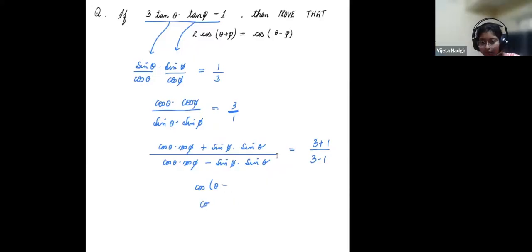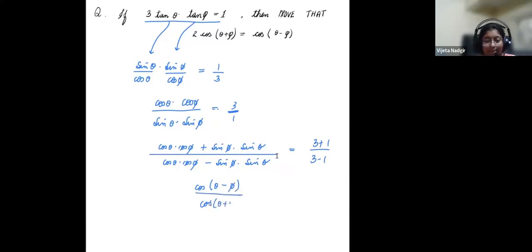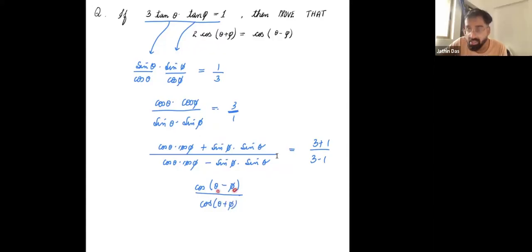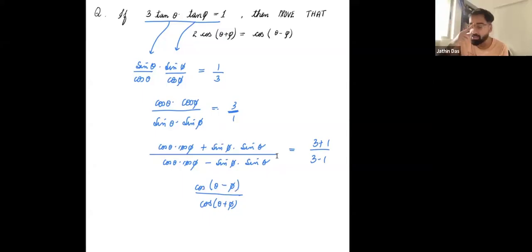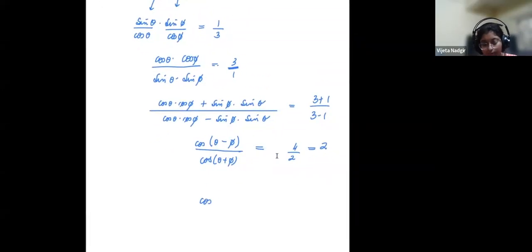Here it will be cos theta minus phi divided by cos theta plus phi. See, it doesn't matter whether you put theta minus phi or phi minus theta. In cos, everything works. In what order you write the angle, it doesn't matter because cos of minus theta is cos of theta. Here it is 4 by 2, which is 2. Then I think I've got it now. Cos theta minus phi is equal to 2 times cos theta plus phi. Got it?